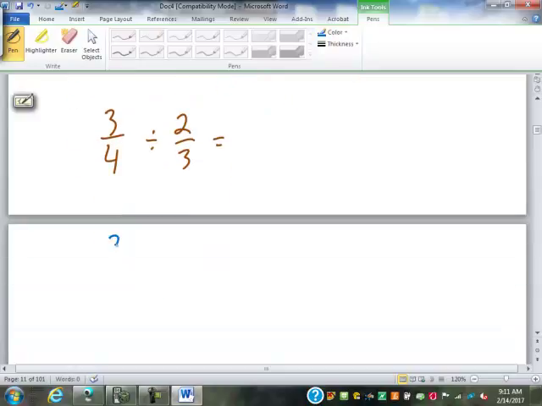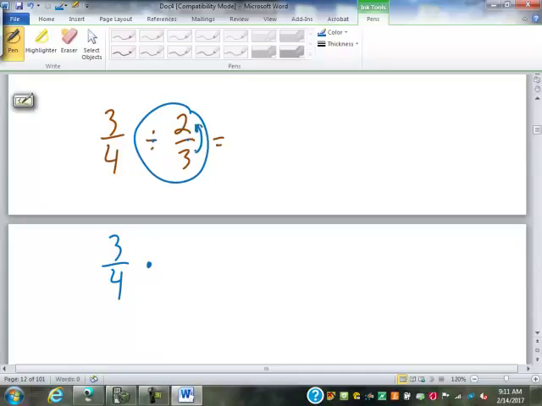The first number doesn't change. And then you switch the numerator and the denominator with the sign. Okay, like you put a negative sign, kind of, yeah. Remember, the operation goes with the number that comes after it. So dividing goes with the 2/3. We're going to change this to multiplying by, the word is reciprocal.